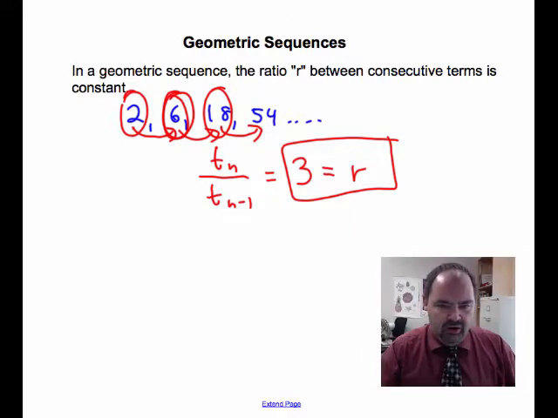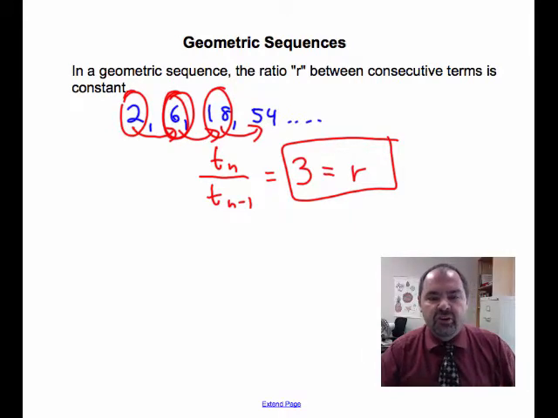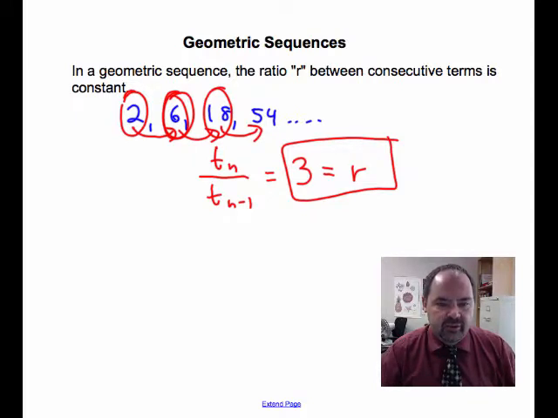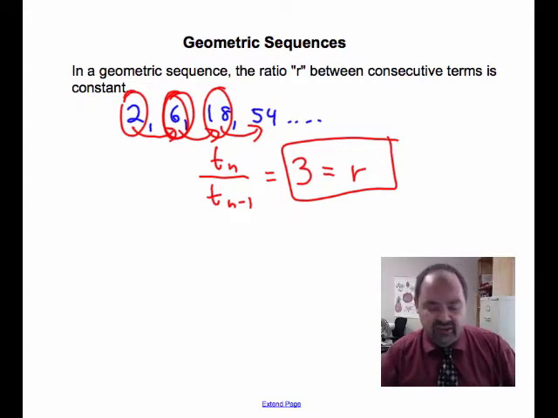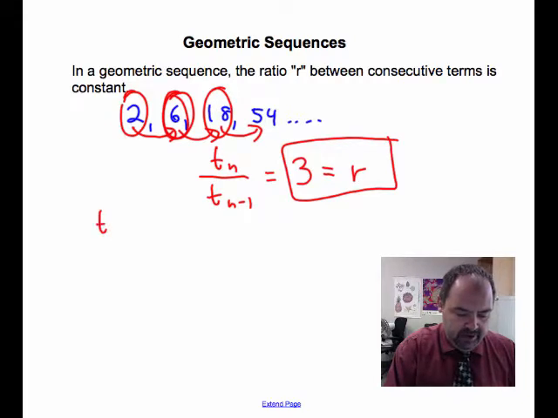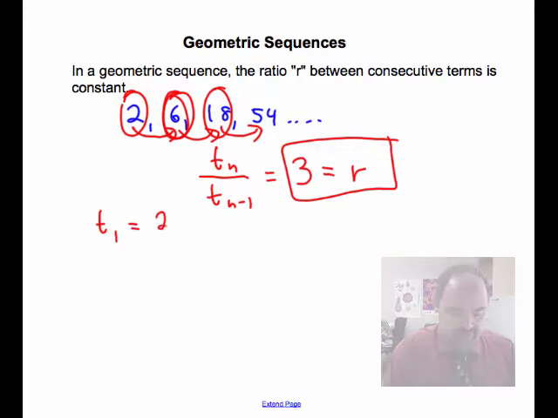Now, of course, the question we're going to want to know is, if we kept this sequence going on and on and on, and we wanted to know the 10th term or the 100th term, is there a way we could get that without having to actually write out all the terms? So we're going to do similar to what we did with the arithmetic sequence, and we're going to look for a pattern. The first term was 2.